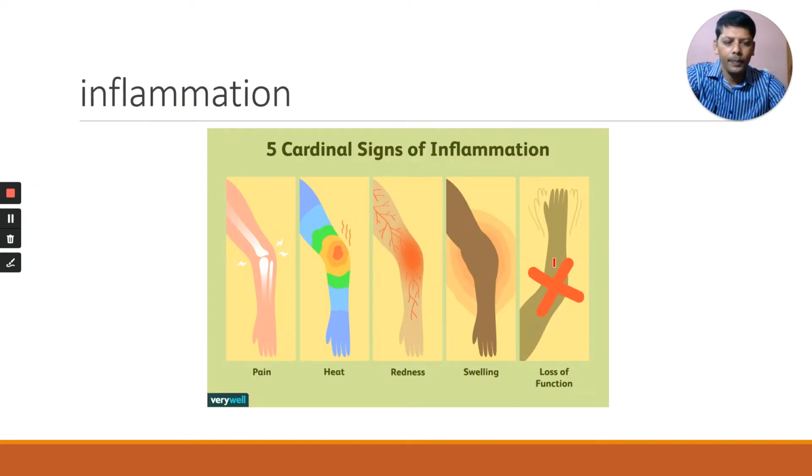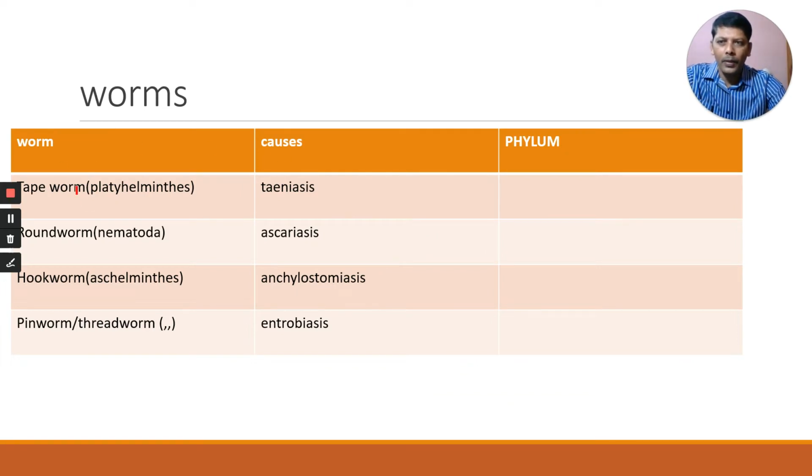Let us see here. There are different worms I am mentioning here. What is this one? Tapeworm. Tapeworm causes a disease called... Tapeworm belongs to the phylum Platyhelminthes. Here you have to write the scientific name of these animals. That is your exercise here.